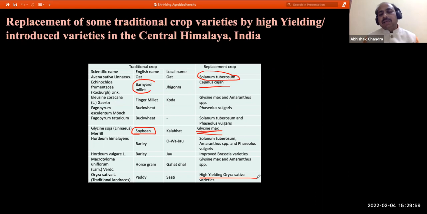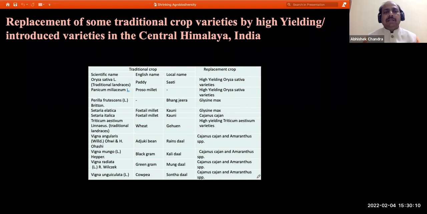But nowadays they are growing the high yielding Oryza sativa rice variety, so the focus is more on the grain rather than the fodder portion. Similarly, foxtail millet will be replaced by the glycine mix. Kaizuki bean will be replaced by the Cajuna scrum.